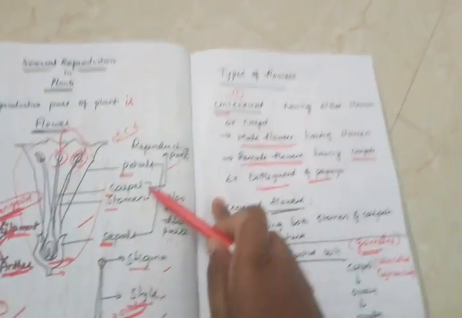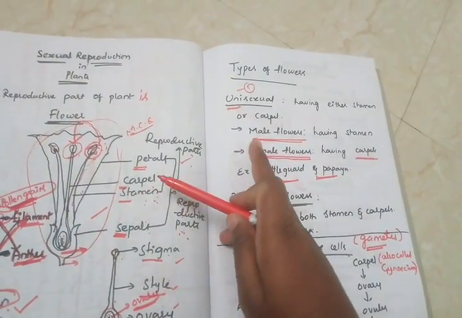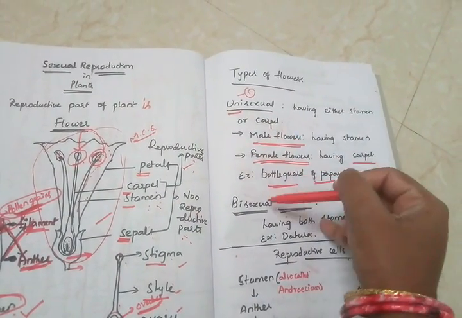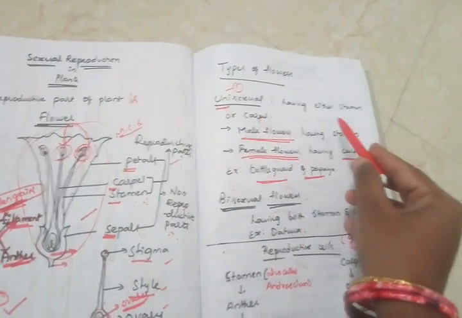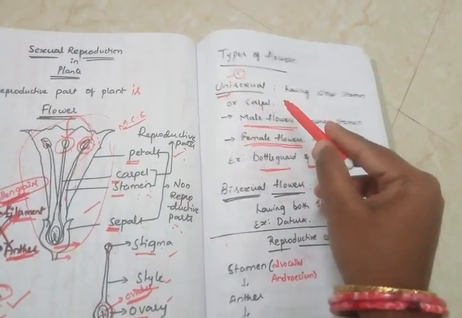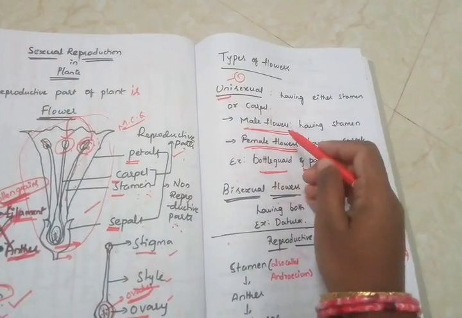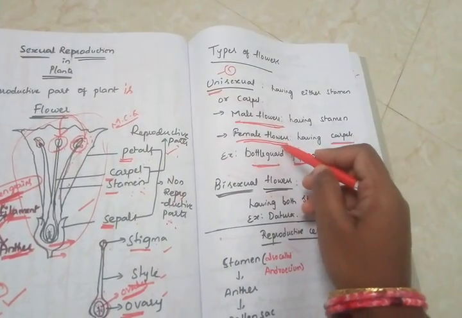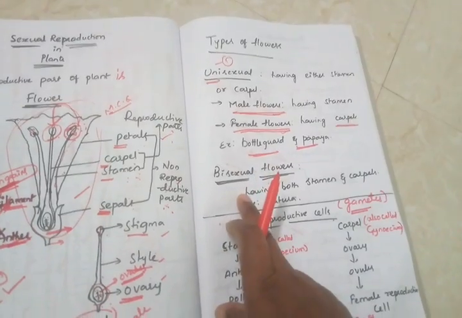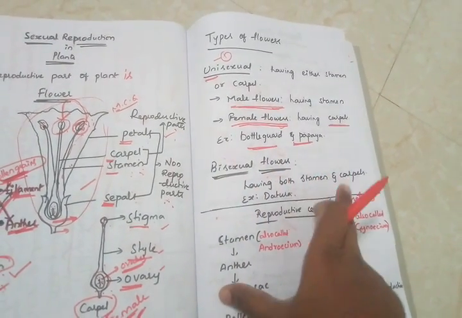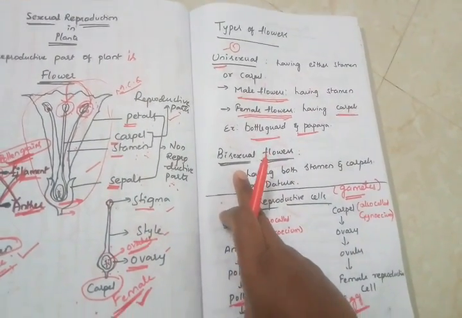Based on the presence of carpel and stamen, there are two types of flowers, unisexual flowers and bisexual flowers. Having either stamen or carpel are called unisexual. In that, if they have stamen, that is a male flower. If they have carpel, that is a female flower. And coming to the bisexual flowers, having both stamen and carpel are nothing but the bisexual flowers.